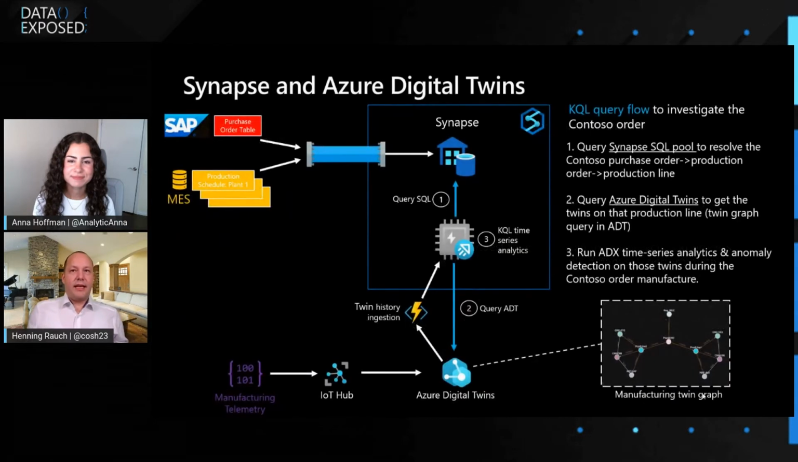So what you see on this slide is actually two things. First of all, you see the data integration flow, the data integration using Synapse pipelines for the production order and schedule data, and the data integration of the telemetry data at the bottom for the production line via IoT Hub, Azure Digital Twins, and last but not least into Azure Data Explorer. Now that we know how the data gets ingested, we can have a look at how a single KQL query is used to combine data from SQL, Azure Digital Twins, and time series data in Synapse Data Explorer.